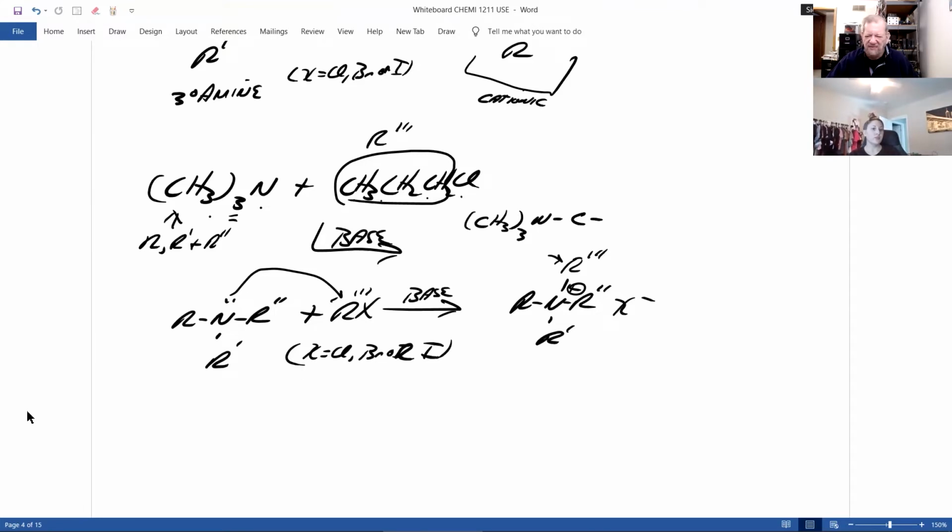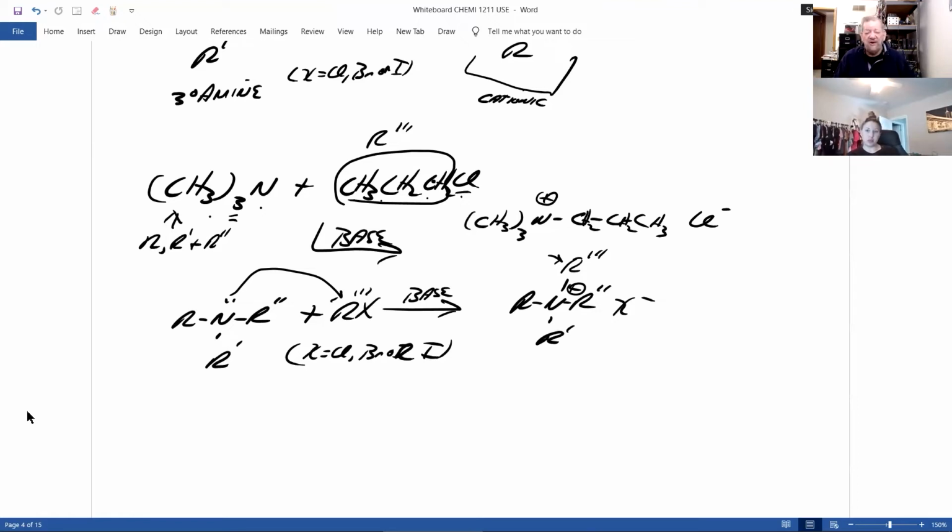And you have three carbons. Which carbon has the halogen, the end one? I'm going to show a charge, you don't have to. What's the anion? It would be chloride. And that's how you make quaternary ammonium salts.